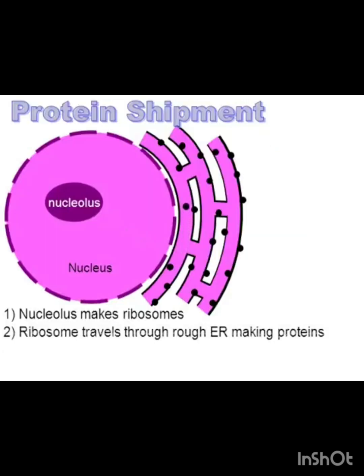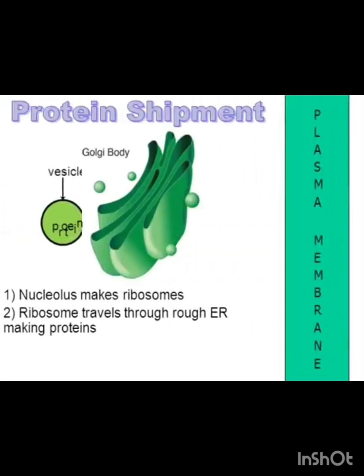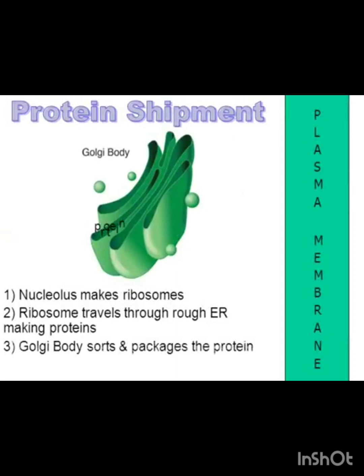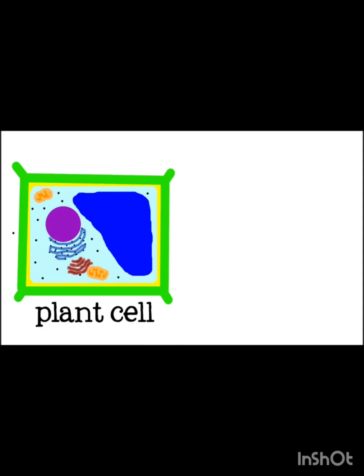And endoplasmic reticulum, they are like a network. They transport substances within the cell and also pass them to Golgi bodies for further packaging. Here you can see Golgi bodies sorting and packaging the protein, and then vesicles, meaning vacuoles, release the protein from the cell.